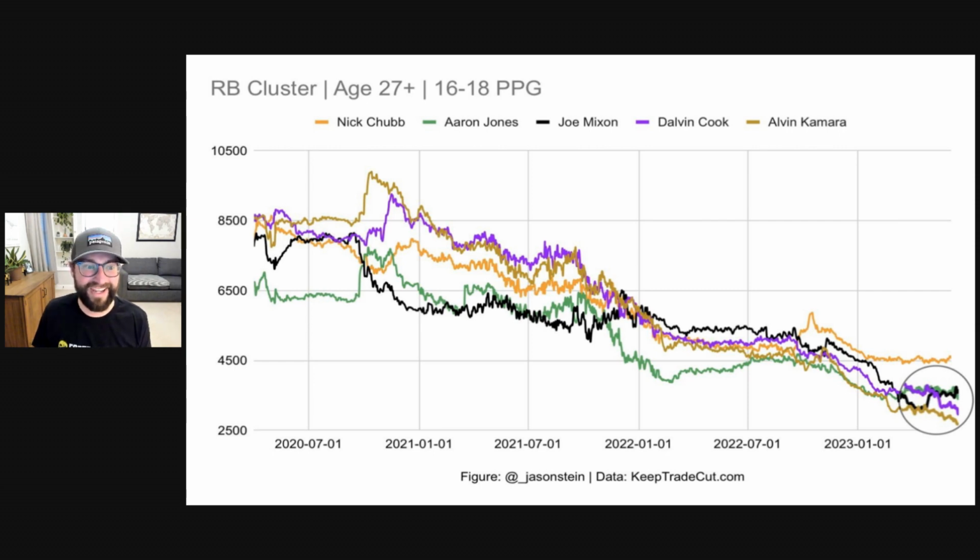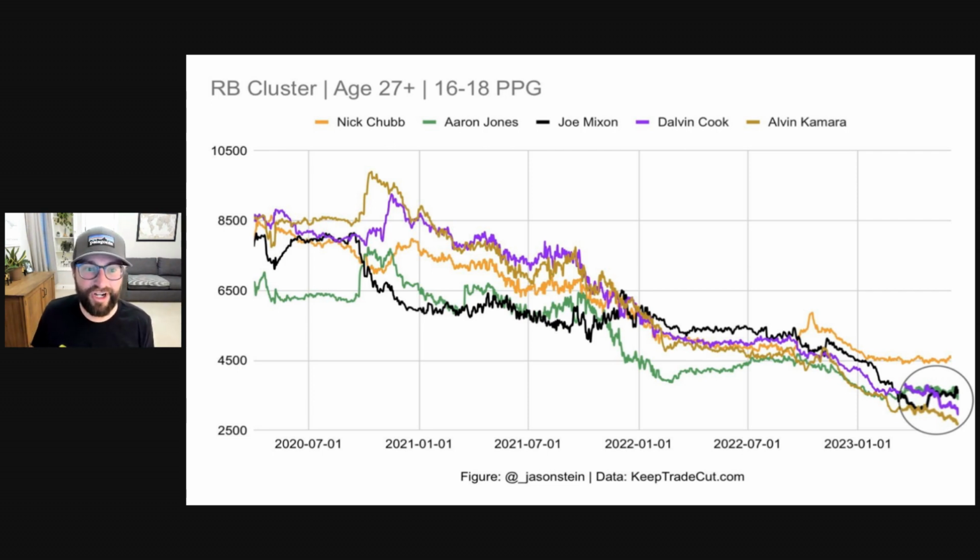Can anyone say age cliff? This is a good representation of how value can decrease substantially as running backs age over that 27 years old, even though they're still producing points per game at a pretty good clip. So for various reasons, Nick Chubb is holding his value better than this cluster, as there's a gap between his KTC and the rest of the group on the far right-hand side of the chart. The rest of the group is tightly grouped on KTC today.